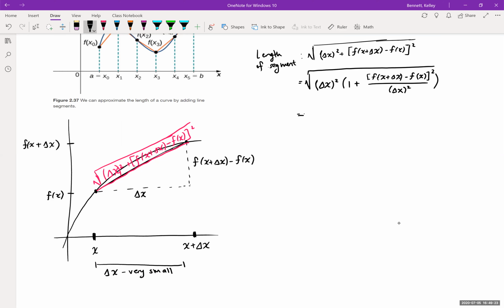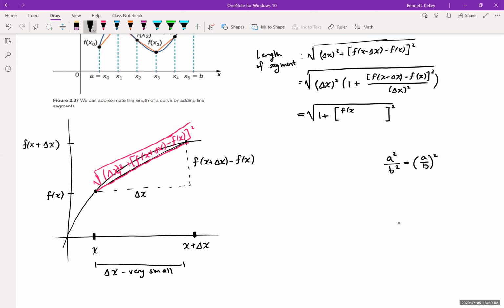So now I have the square root of 1 plus, and the other cool thing I'm going to do, if you think playing with fractions is cool, is I'm going to write a fraction. So here what we have, the f of x plus delta x minus f of x, that guy squared over delta x squared. So that's kind of this a squared over b squared form. I'm going to write it as a over b, quantity squared. So like that.